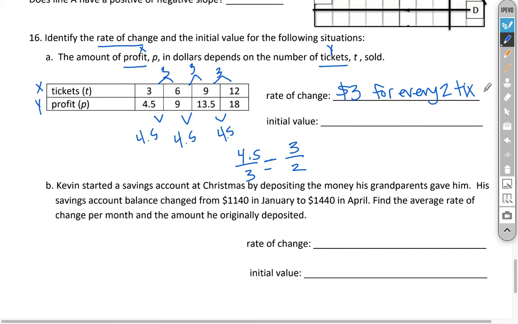Okay. Our initial value, remember, is our y-intercept. So we need to find an x value of 0. Well, notice we don't have one, but we can find one, right? So 3 minus 3 would give us 0. So then 4.5 minus 4.5 would also give us 0. So this is going to be our y-intercept. So our initial value is $0. And you can think about this logically, because if you haven't bought any tickets or sold any tickets, you have no profit, you have no money. So that's why our initial value is 0.